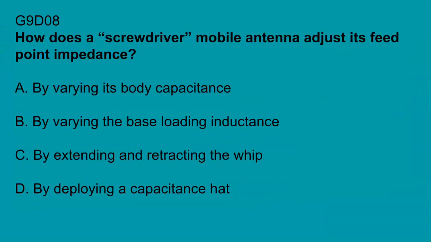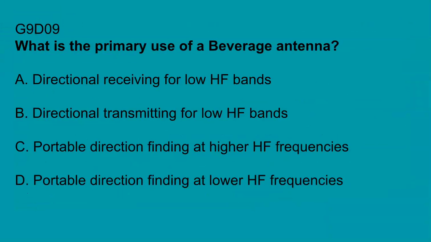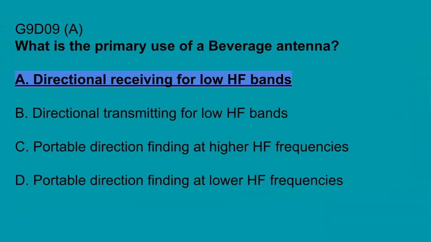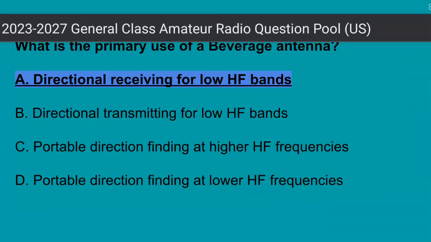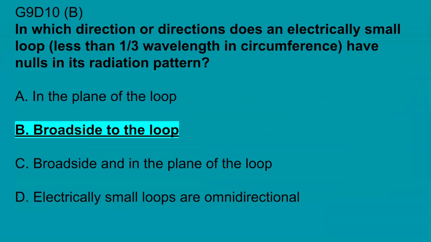G9D08, how does a screwdriver mobile antenna adjust its feed point impedance? By varying the base loading inductance. G9D09, what is the primary use of a beverage antenna? Directional receiving for low HF bands. G9D10, in which direction or directions does an electrically small loop, less than 1/3 wavelength in circumference, have nulls in its radiation pattern? That's going to be broadside to the loop.